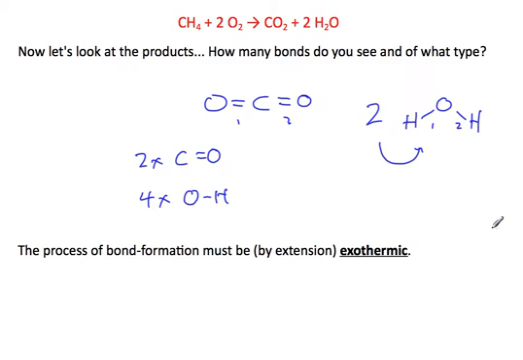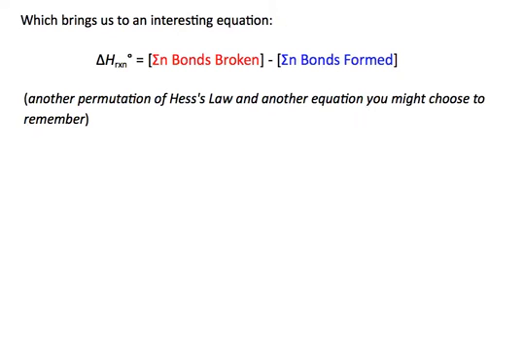So it is important when you look at bond dissociation energy that you have a very good understanding of the type of bonding, C double bond O, and number of bonds, 2 times C double bond O, or 4 times O bond H. And the process of bond formation is, by extension, exothermic. I can't really show that with a molecule because it actually would be endothermic. I'd be applying energy to add those bonds. But if bond breaking is endothermic, bond formation is exothermic.